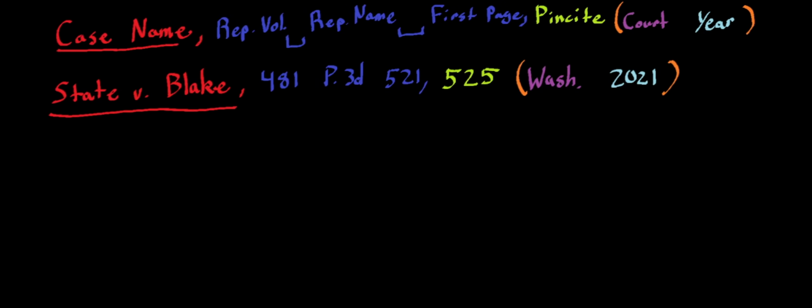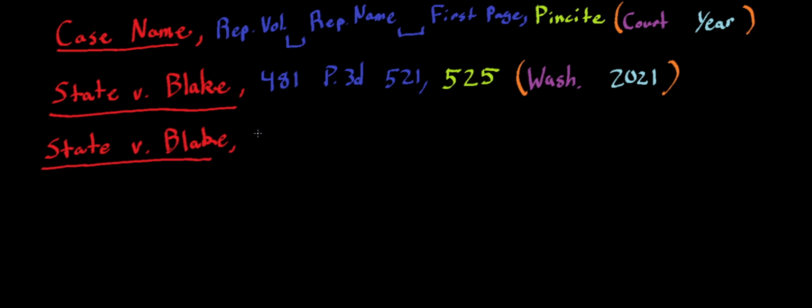You'll recall that there are two different types of reporters. There is the official reporter and then the national reporter. For this citation, I cited to the national reporter. I'm going to show you what it would look like if we only cited to the official reporter. So it would look like this. So same case name, obviously, State v. Blake.